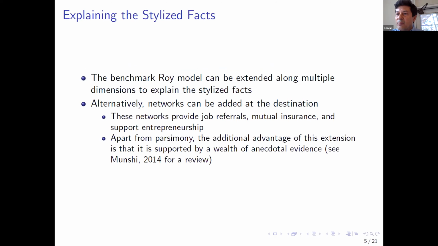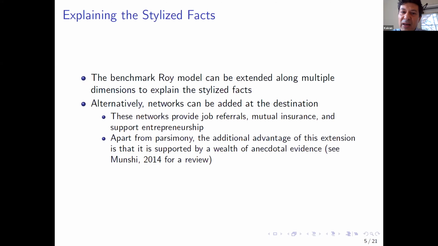And that's what you're really picking up. Alternatively, you could imagine that this A0 parameter is just changing over time. It's getting larger and larger, and as a result, this ability threshold is decreasing. Initially you have positive selection, and then later on you have negative selection. So there's a way of extending this Roy model in different dimensions to explain the stylized fact.